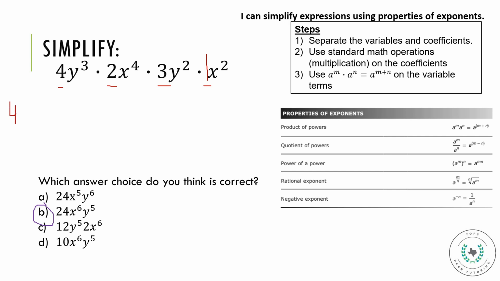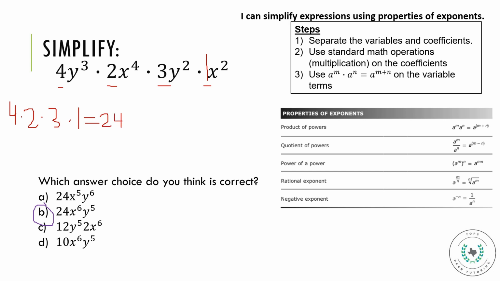So we have our values. We have 4, 2, 3, and 1. 4 times 2 is 8, and then you do 8 times 3 to get 24, and 24 times 1 to get 24.